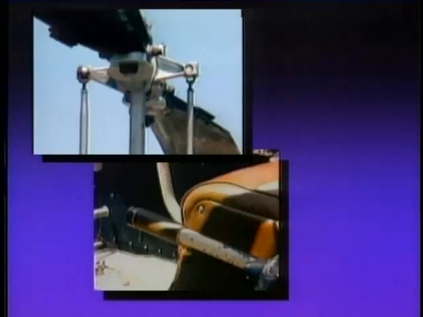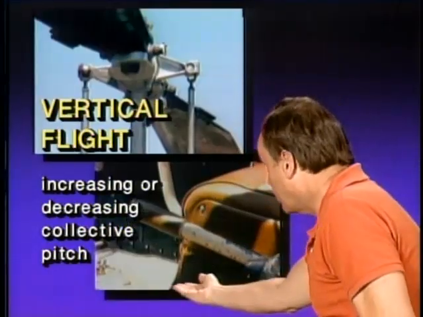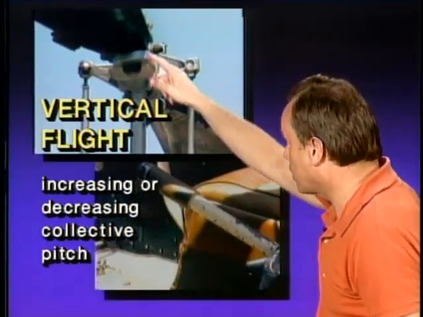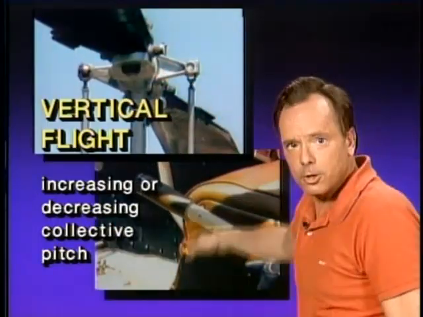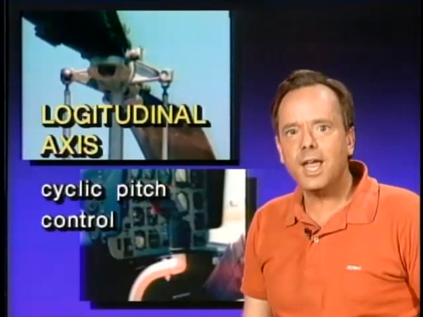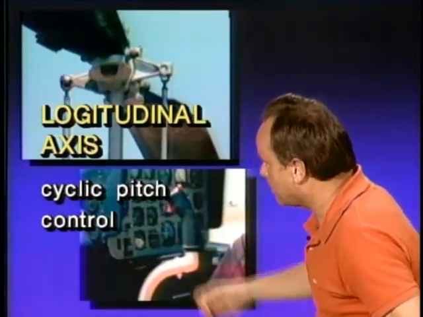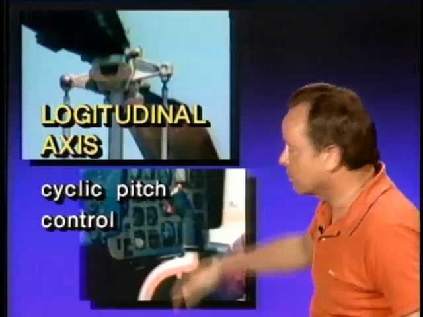Now let's take a look at what you need to know on the FAA written exam about the controls of a helicopter. They're going to ask you, how do you control the vertical flight of a helicopter? Well, you do that by increasing or decreasing the collective pitch, and therefore changing the pitch angle of the main rotor blades. They're also going to ask you, how do you control the movement about the longitudinal axis? Well, movement about the longitudinal axis is roll, and you do that with the cyclic control or the cyclic pitch control. When you move the cyclic pitch control to the left, the helicopter wants to roll to the left.